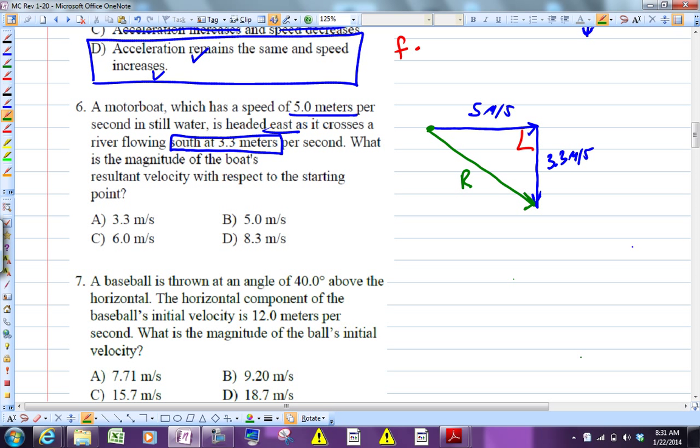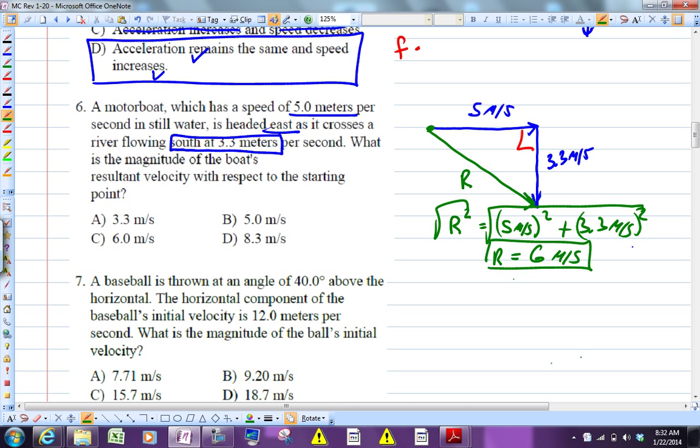Now you may remember Pythagorean theorem. The resultant squared is going to equal 5 meters per second squared plus 3.3 meters per second squared. You'll take the square root of both sides. And that should give you a resultant of 6 meters per second. So that was just a Pythagorean theorem.